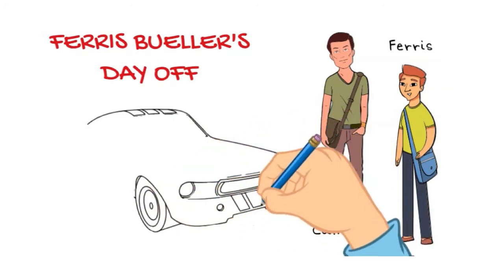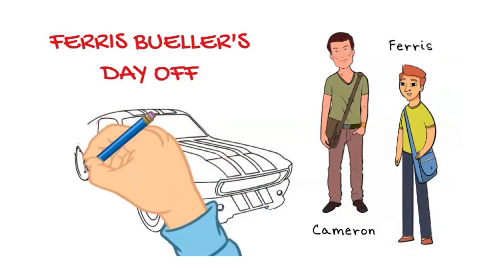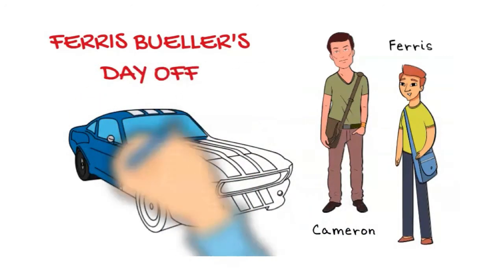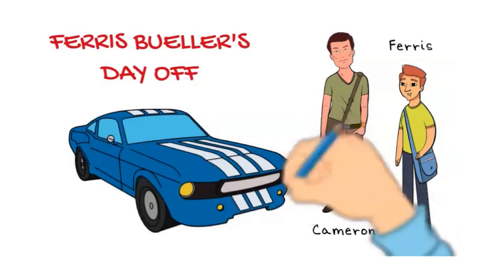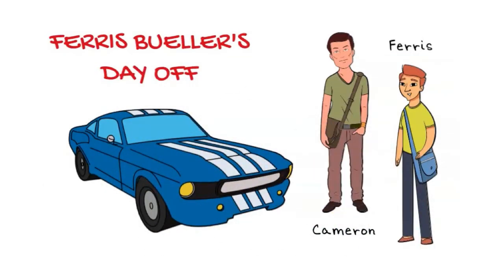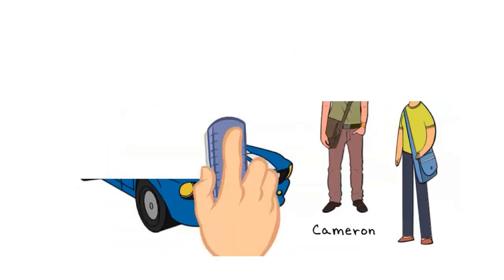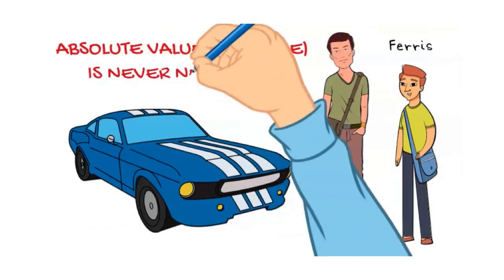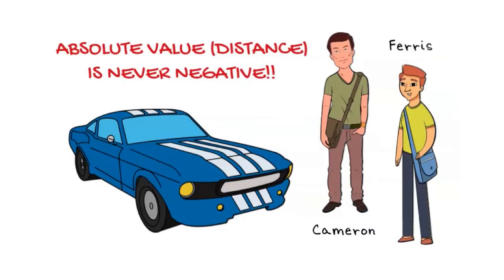At the end of the movie, Ferris and Cameron are returning an expensive vintage car that they stole, borrowed for the day. They prop the car up on jacks and drive it in reverse in order to hide the extra miles they put on the car. Unfortunately, they find out this does not work and they can't hide the extra mileage. The mathematical moral of the story is that distance can never be negative.